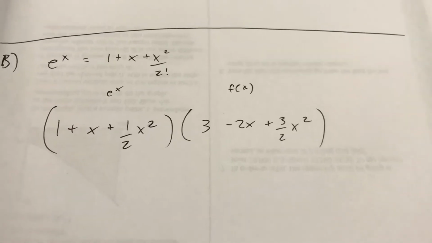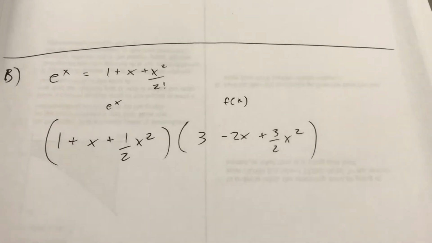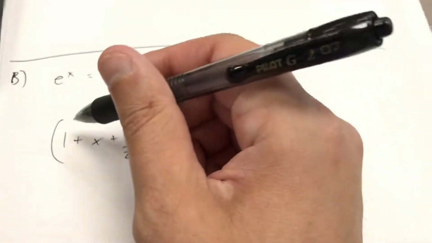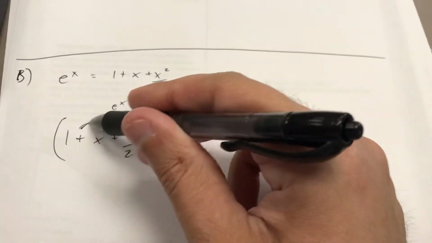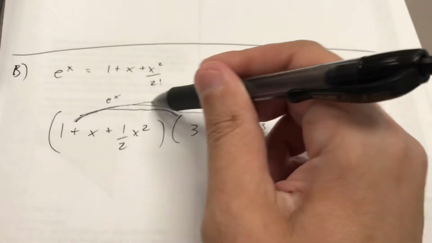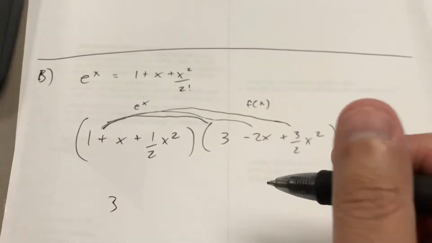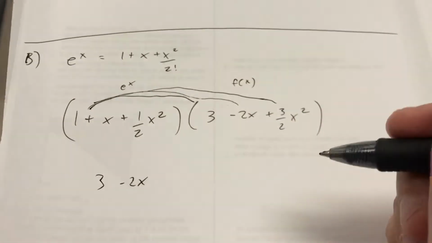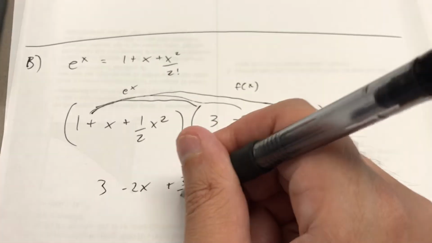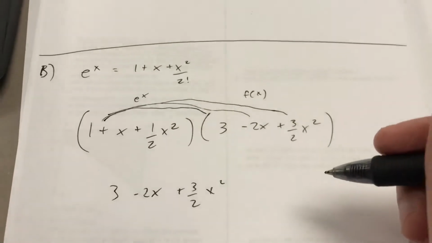Anything that's going to give you a third degree or higher, you don't even need to multiply out. So this is really just kind of FOIL. 1 is being multiplied by each of these values here. So that's going to give me 1 times 3 is 3, 1 times -2x is -2x, 1 times 3 halves x squared is 3 halves x squared.